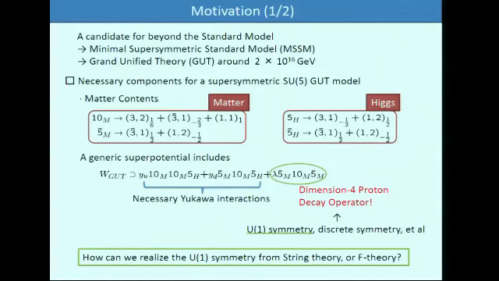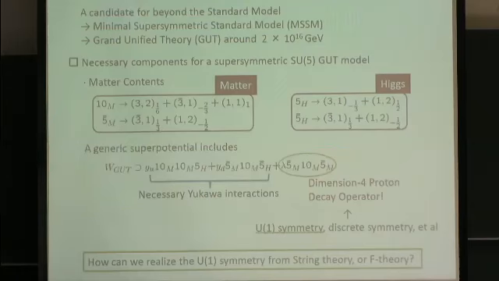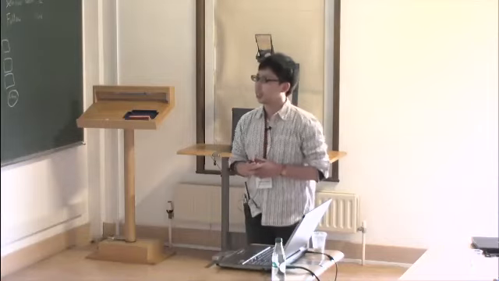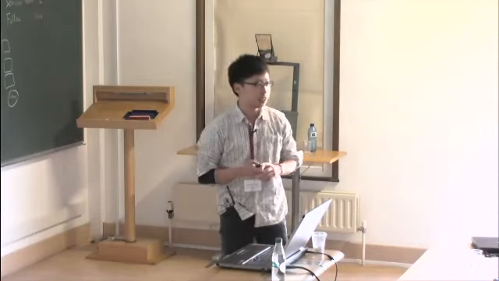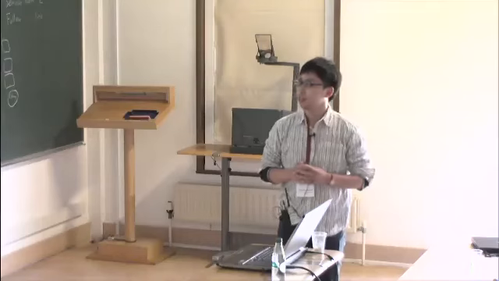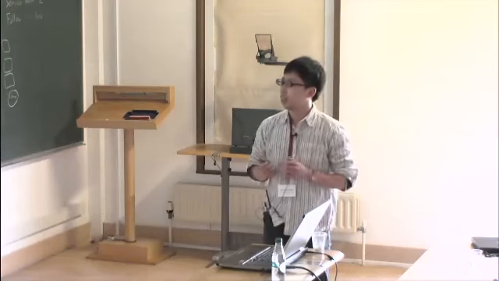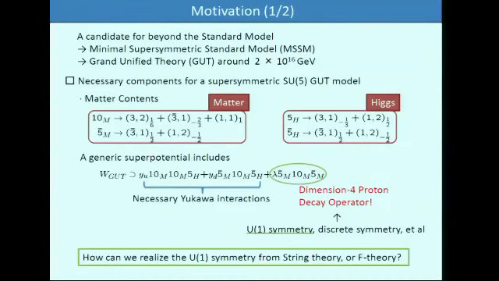If we write down the generic superpotential, we have the necessary interactions, but from gauge invariance only, we also have to have this kind of coupling, which leads to rapid proton decay. So typically, we want to impose some symmetry, like a U(1) symmetry or a discrete symmetry, to forbid this kind of coupling. And if we consider a string compactification to realize the MSSM or a grand unified theory, we have to find how we realize this U(1) symmetry or discrete symmetry from string compactifications. So today I'm going to focus on F-theory compactification and show how we can realize this U(1) symmetry from F-theory compactifications.